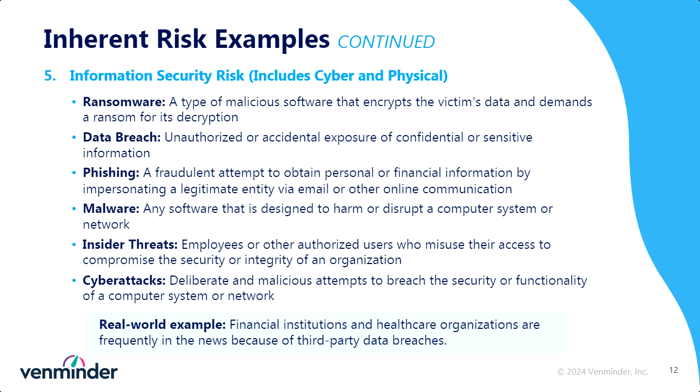Most of these examples are probably familiar, such as data breaches, phishing, and malware attacks. Information security risk is usually one of the most well-known types of third-party risks because these are the incidents that usually make headlines on a regular basis. If you do a quick Google search of vendor data breaches, I'm sure you can find several recent stories about maybe a healthcare or financial services organization that announced it suffered a third-party breach.